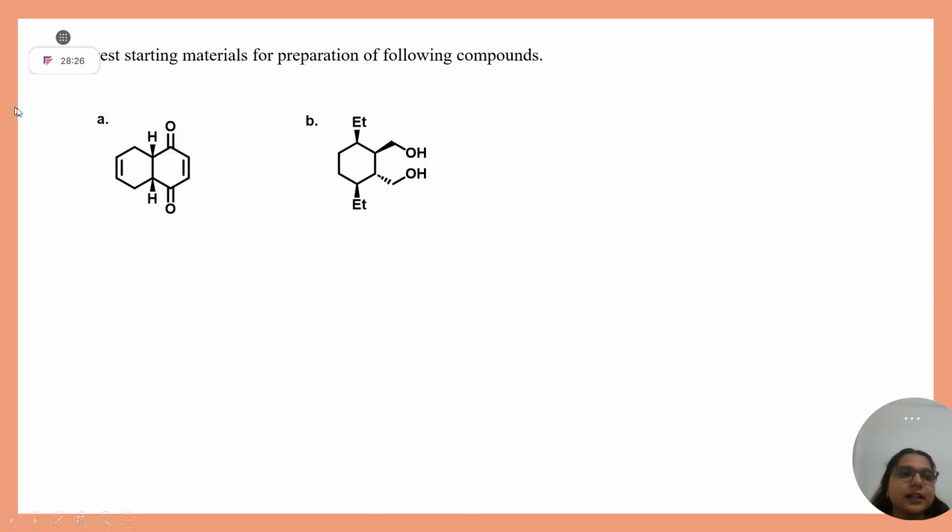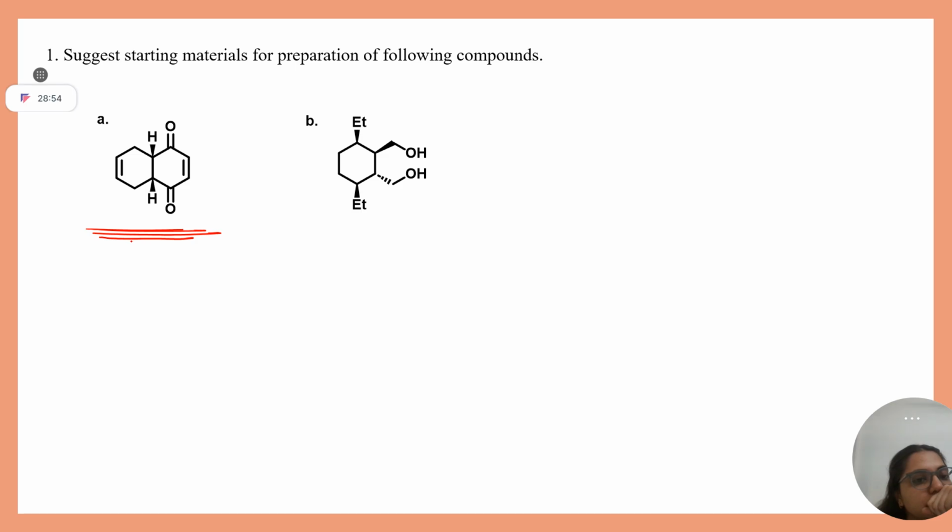So let's start solving some questions. Students, in this question they are asking to suggest starting materials for the preparation of the following compounds. So they are asking how you will make this compound. Whatever reactions you have studied till now, tell me which reaction you can use for making this compound. Can you use an electrocyclic reaction?